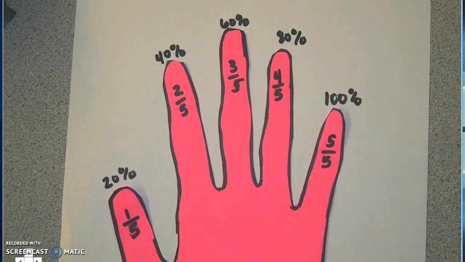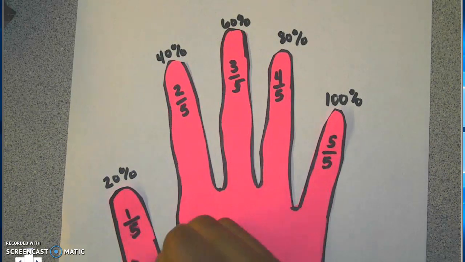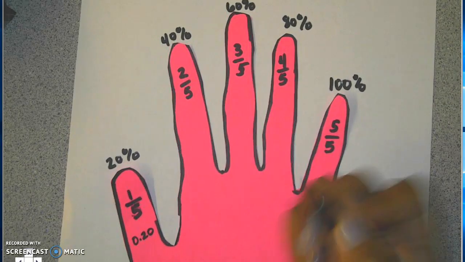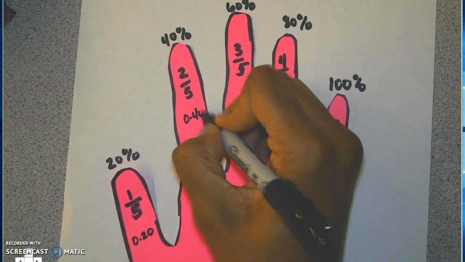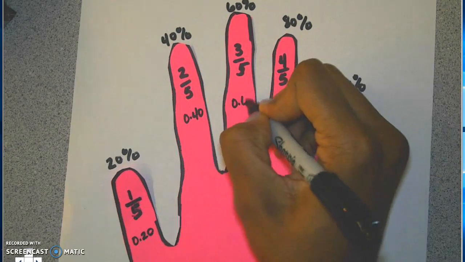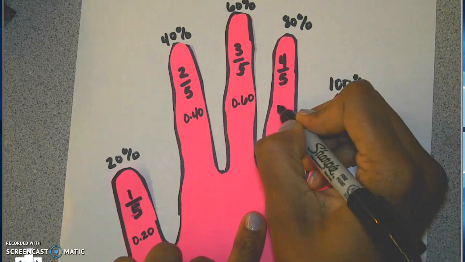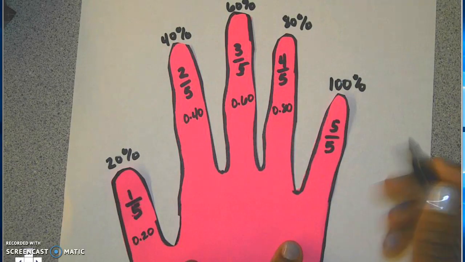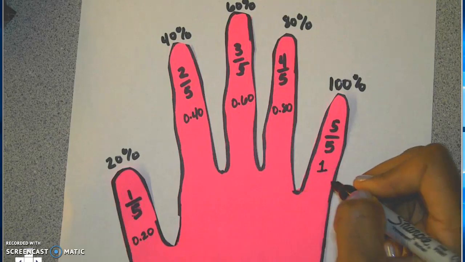If I know my percents, then I can easily convert over to my decimals. So one finger would give us 20 hundredths. 2 fingers would be 40 hundredths. 3 fingers, 60 hundredths. 4 fingers, 80 hundredths. And of course, all 5 fingers would be 1 whole.